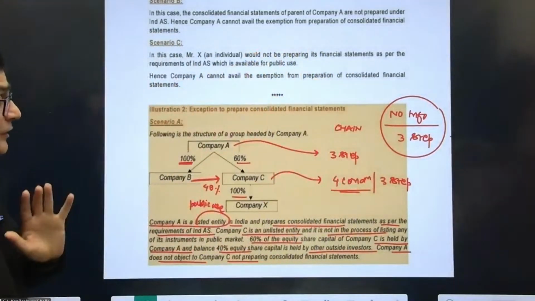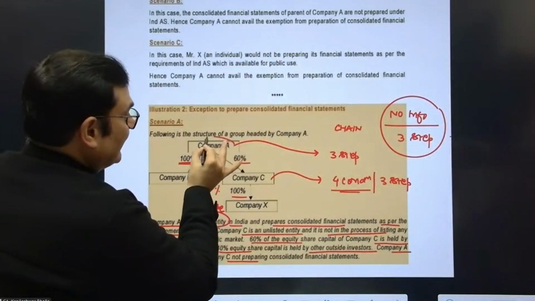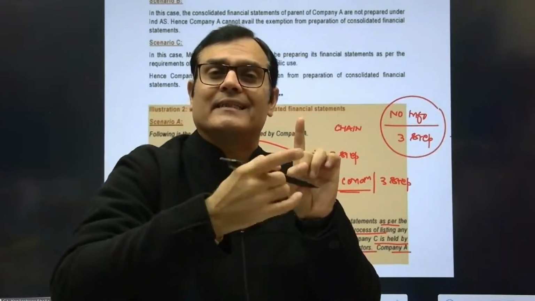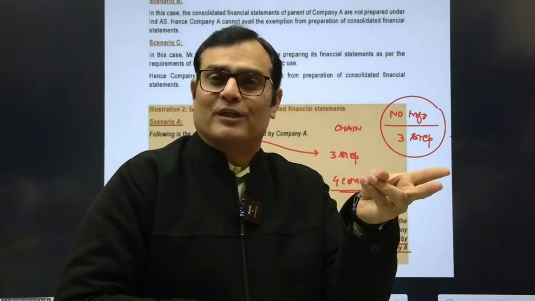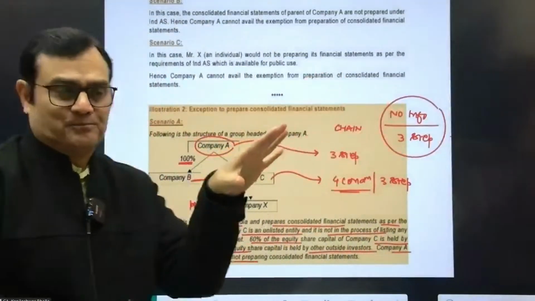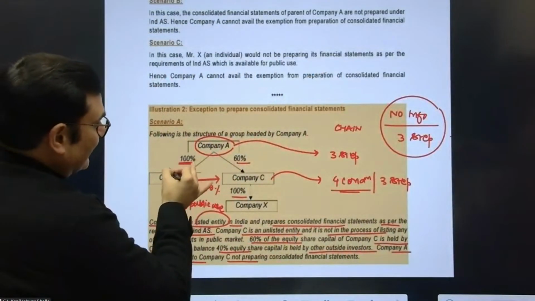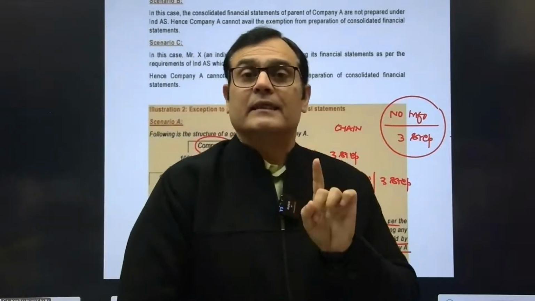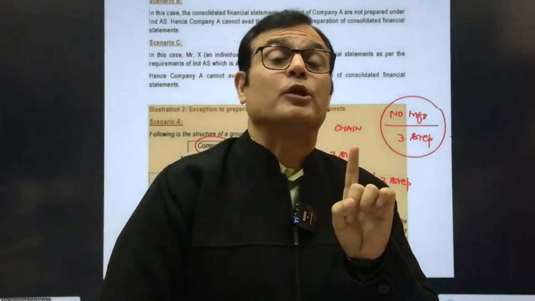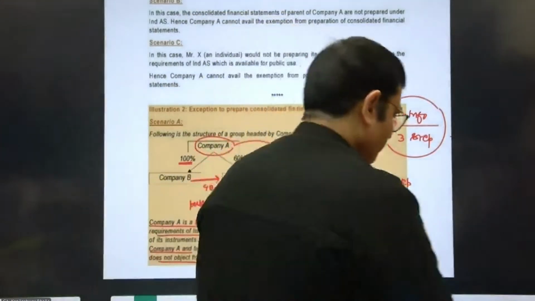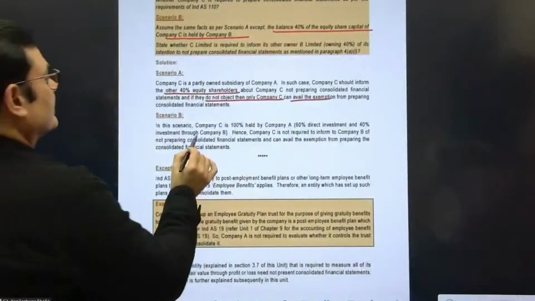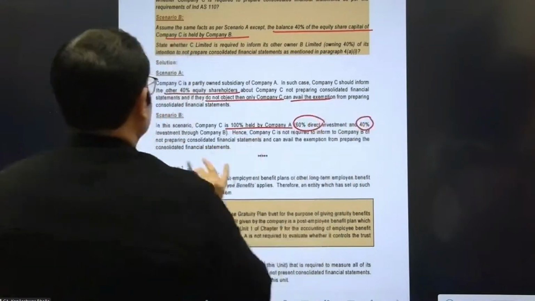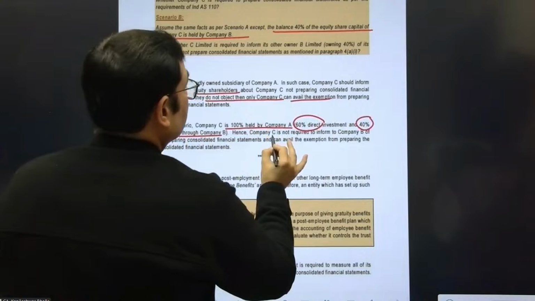So can I say, in this case, that company A's approval alone is required? Yes, sir. Because A has got 60% directly and 40% indirectly through B. So basically, he's got 100% now. Since he's got direct and indirect combined 100%, he alone can give a no objection. We don't need the no objection of company B in this case. So in this particular case, company C is 100% held by A, 60% direct and 40% indirect investment through B. Hence, B's approval is not required.